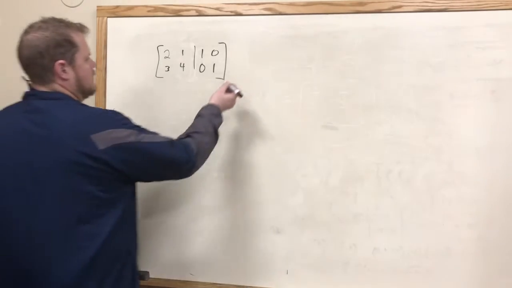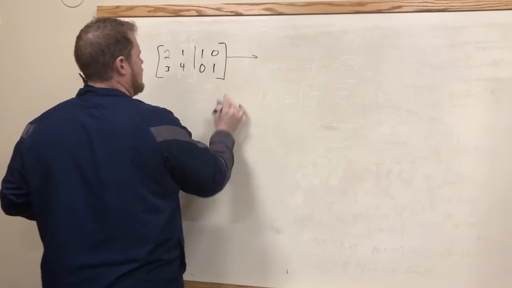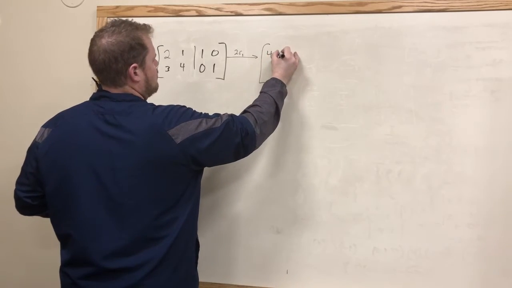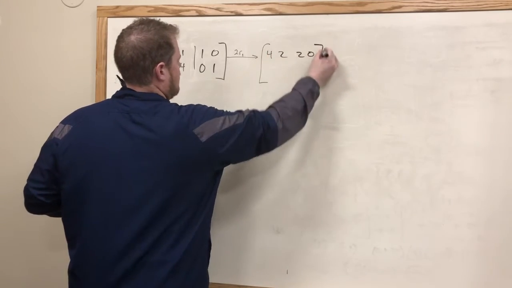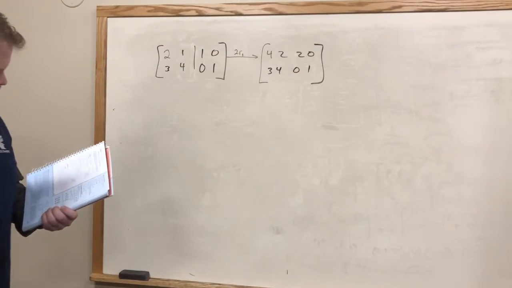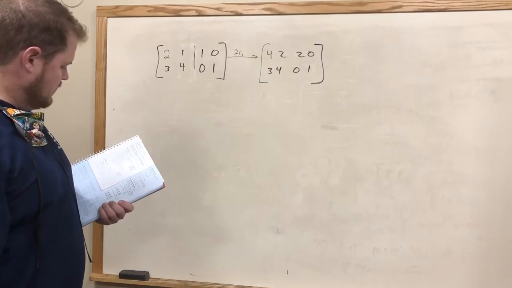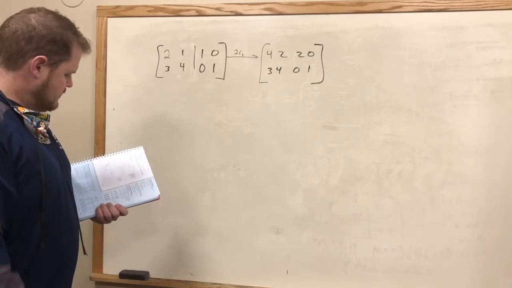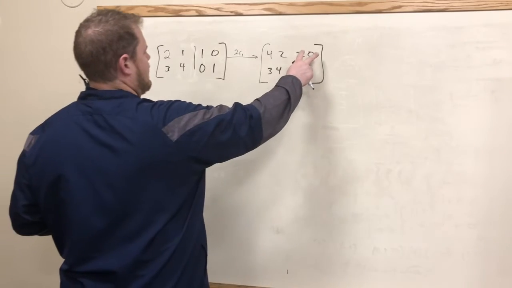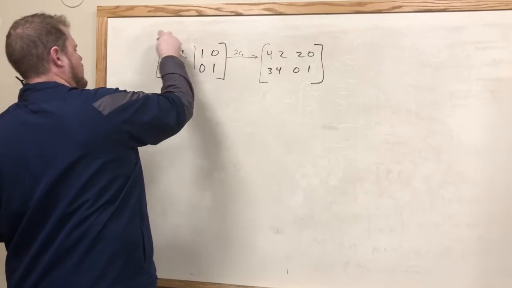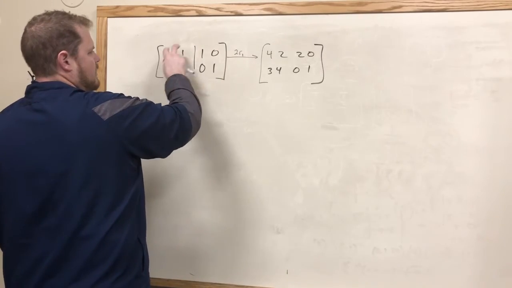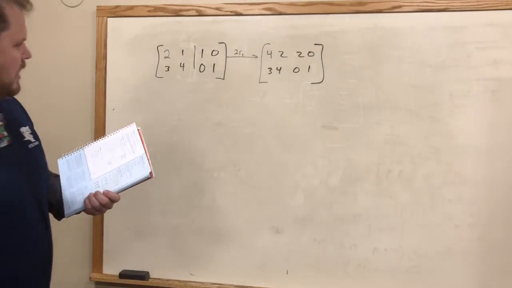What we want to do is work this around. So if I do 2R1, I'm going to be left with 4, 2, 2, and 0. And I'm left with 3, 4, 0, 1. Now what's our goal ultimately? Our ultimate goal is to get the identity on the left side. So we need to get these 1s and 0s over here, inverting these two to here and the other numbers to there. That's how we work this problem.